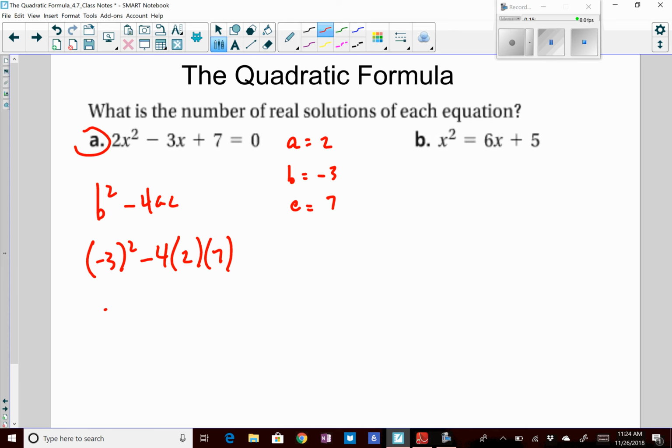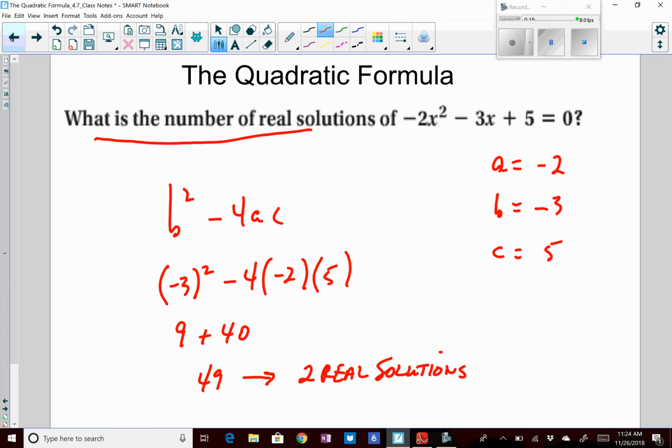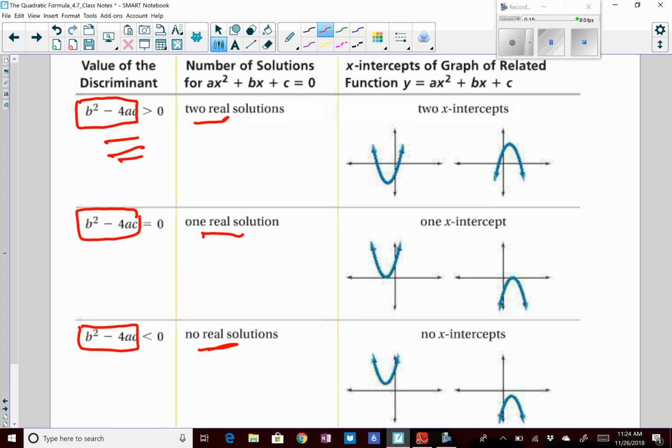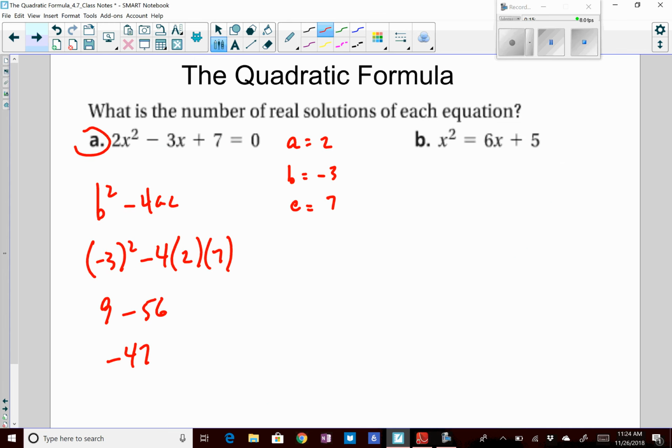So negative 3 squared will give us 9. Negative 4 times 2, negative 8. Negative 8 times 7, negative 56. So we have negative 47 as the discriminant. We go back to our chart and notice that the discriminant is negative here, so there are no real solutions. So no real solutions in this case.